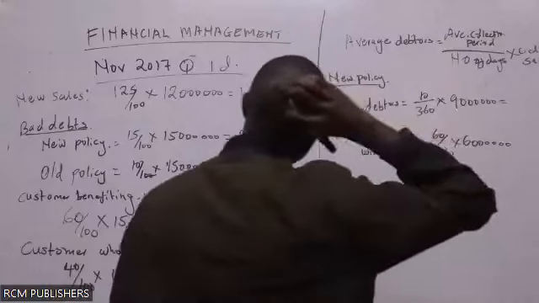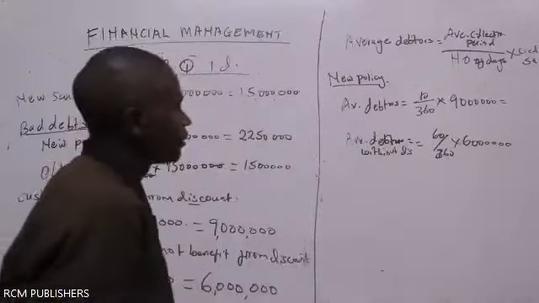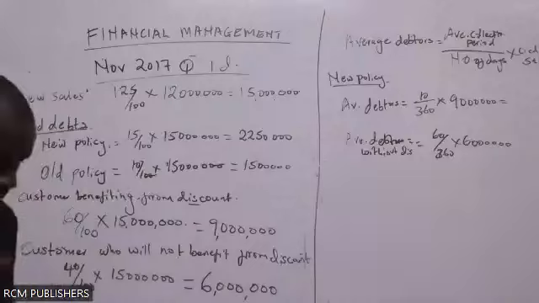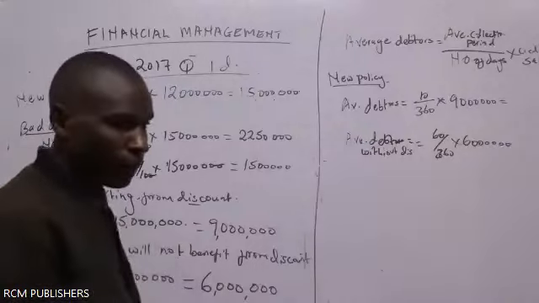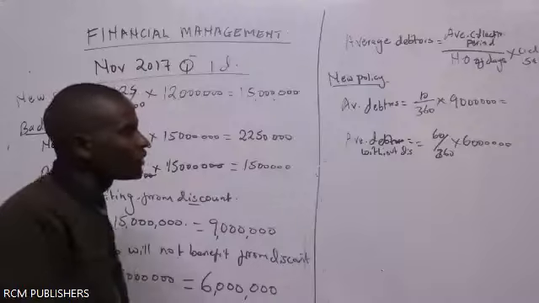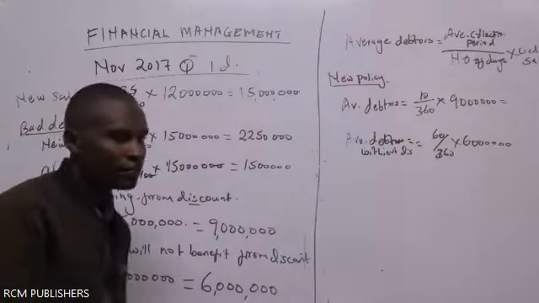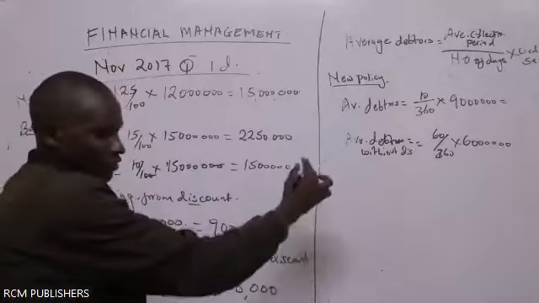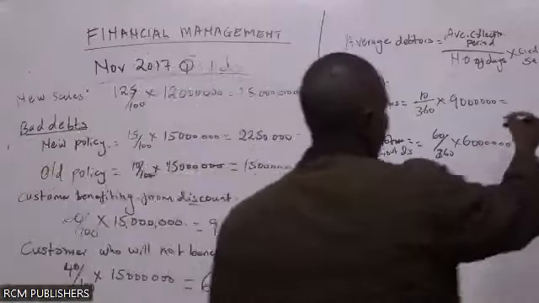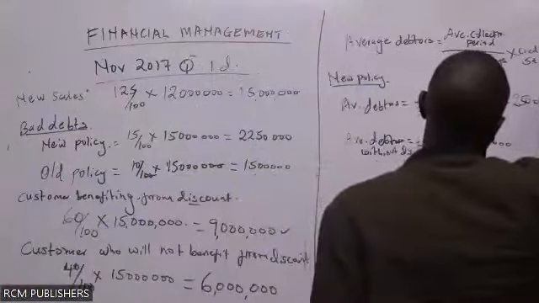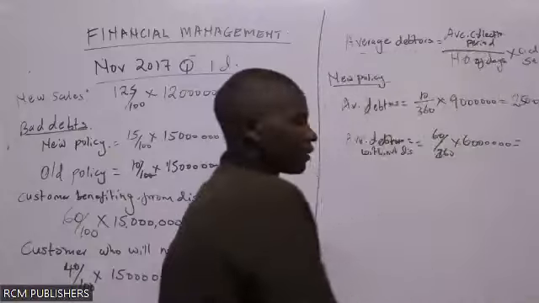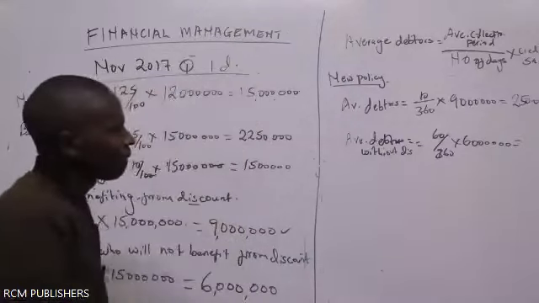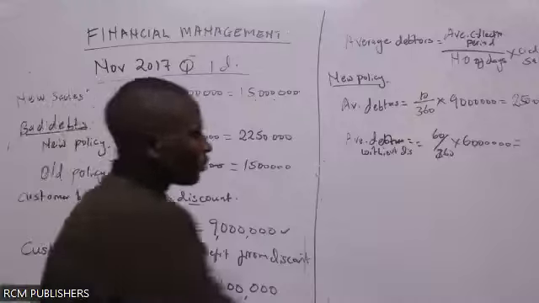So nipatie average data ya kwanza. Average data ya kwanza itakuwa ngapi? 10 divided by 360, I multiply by my credit 6, 250,000 from that is 250,000. Then the other one itakuwa ngapi? In 360, 1 million.